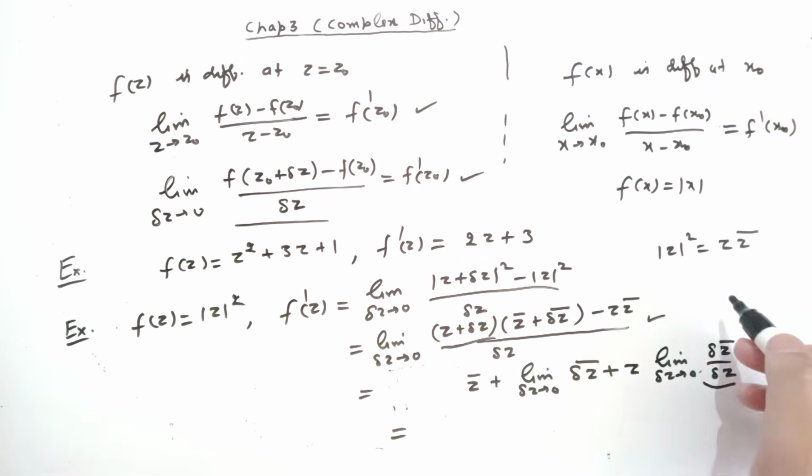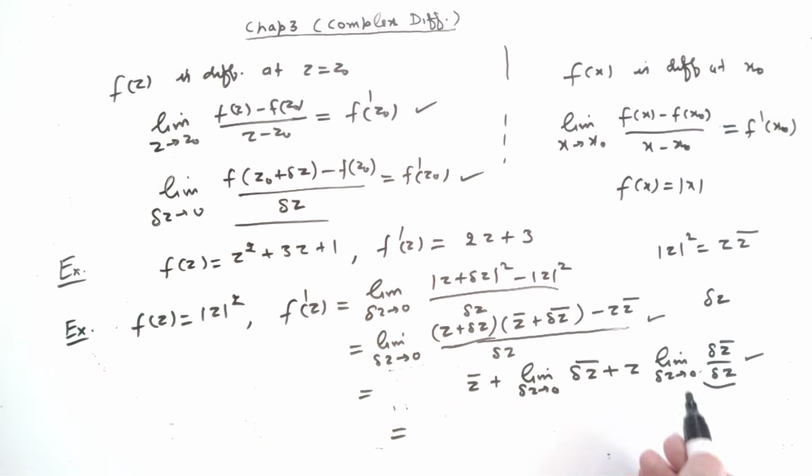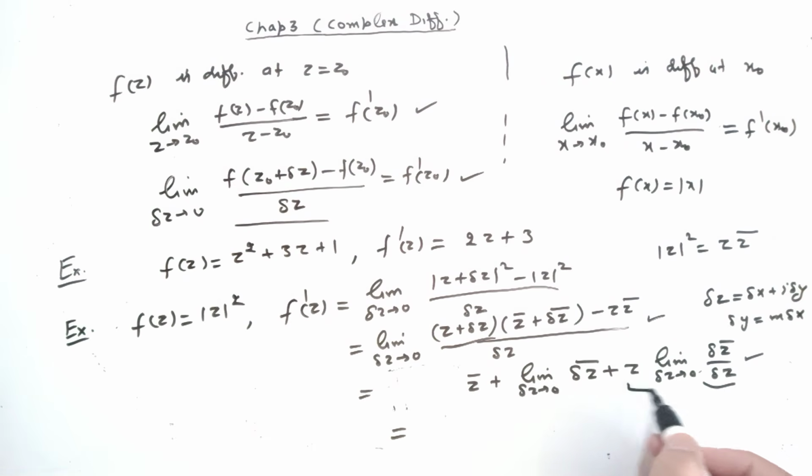Why? Because already we have done the z bar over z limit. That doesn't exist as z goes to 0. Delta z you can write as delta x plus i delta y. If I choose delta y equal to m times delta x, then this limit does not exist. You know it. So when z is non-zero, this limit definitely does not exist. When z is 0, then whatever it is, you are getting 0. This is already 0. z is 0, z bar is also 0.